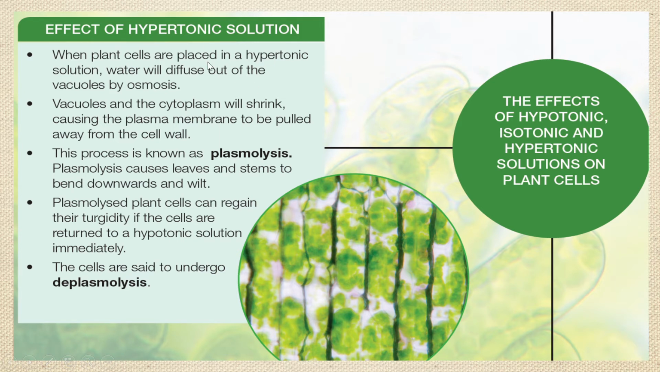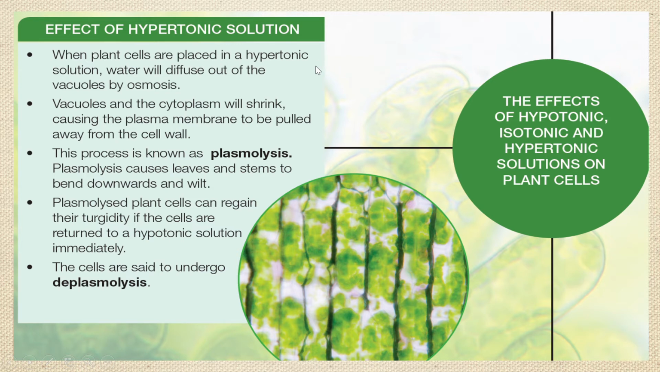Okay, hypertonic solution. So the net movement of water will be from a place of high water potential to lower water potential, isn't it? So this will cause the water to diffuse out of the vacuole. Now it's leaving the cells, going to the surrounding hypertonic solution. So the water will diffuse out of the vacuoles. Okay, don't forget the words "by osmosis".